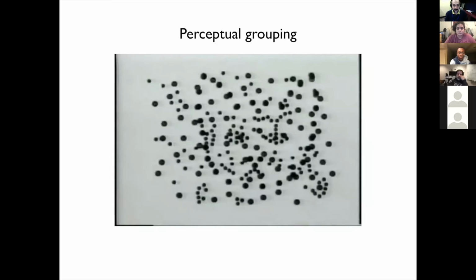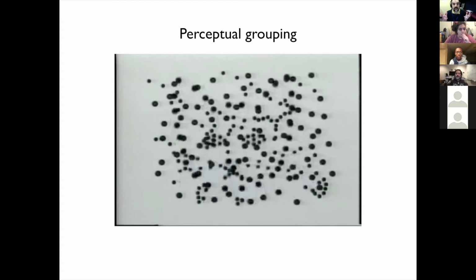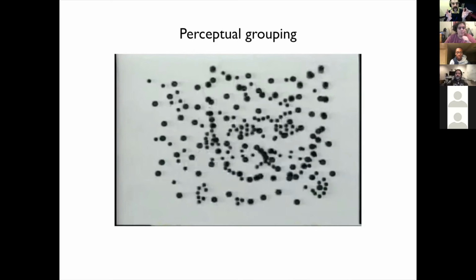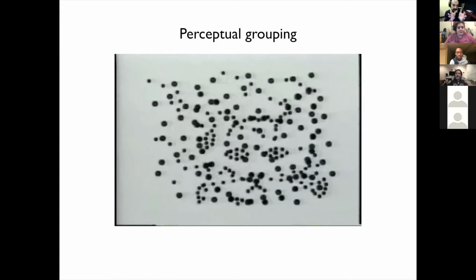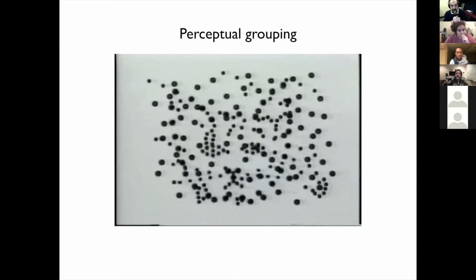Here is another example. These are antique, vintage videos made in the 70s, but I kind of like them because they're really low tech and they communicate the point. When you have a bunch of dots that move together, they start to induce a shape for you, because now your visual system can use that motion cue to reconstruct shape.